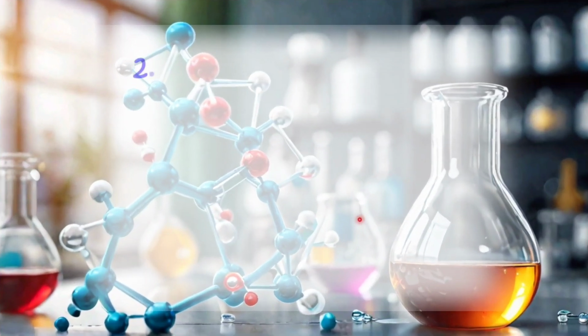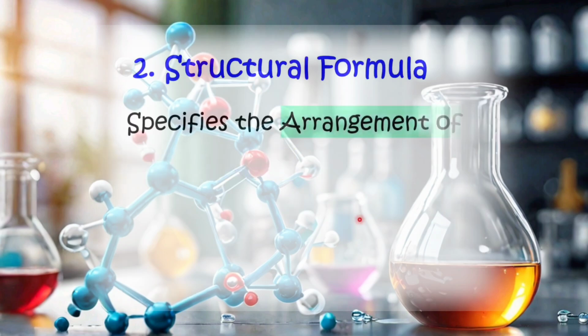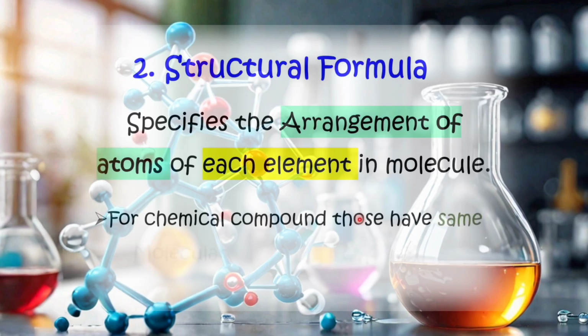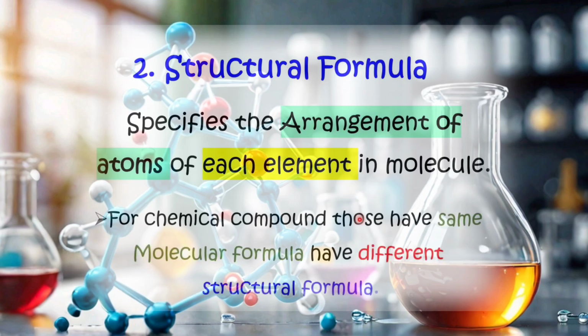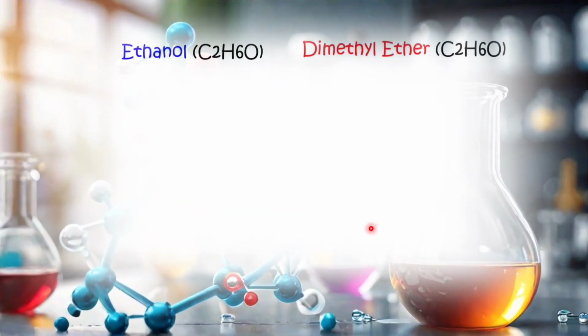The solution to this problem is to write down their structural formula. A structural formula not only specifies the type and the number of elements present in a chemical compound, but it also specifies the arrangement of atoms of each element in a given chemical compound. So chemical compounds which have the same molecular formula can have different structural formulas. In the case of ethanol and dimethyl ether, the molecular formulas are the same, but the structural formulas are different.